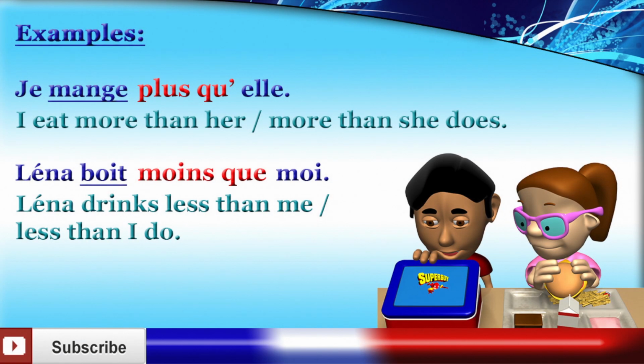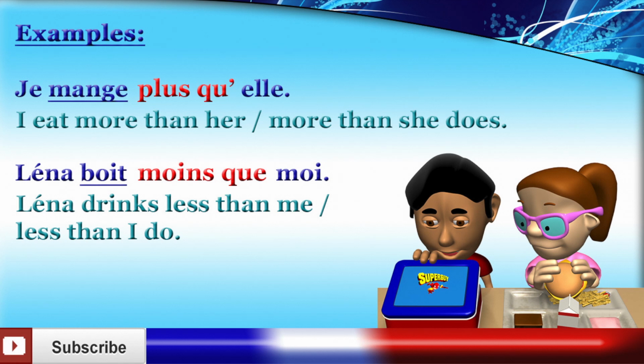For example, je mange plus qu'elle, I eat more than her, or I eat more than she does. You will notice that the comparative adverb plus and que follow each other and that they're both placed after the verb mange. Also, in the comparative expressing superiority, when que is placed immediately after plus, the S in plus is pronounced.